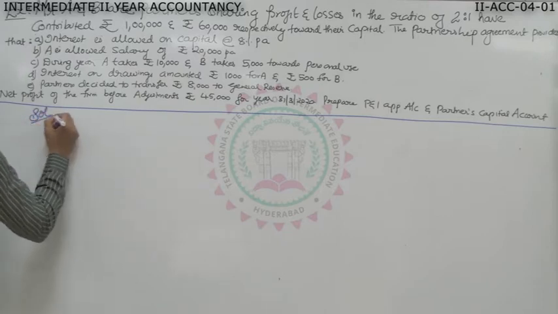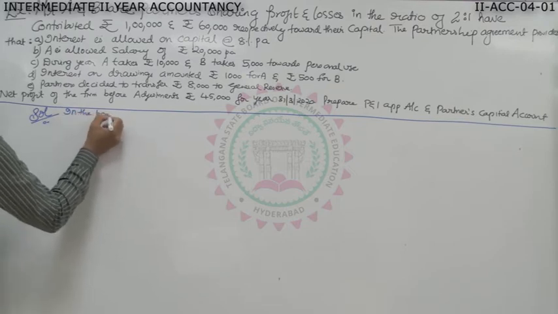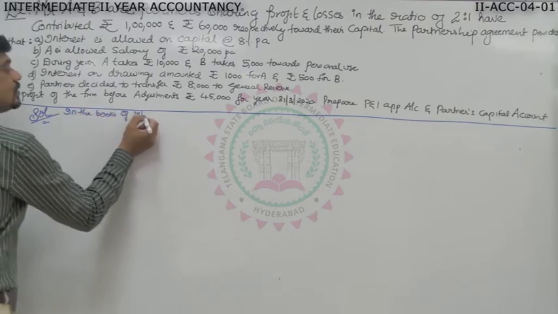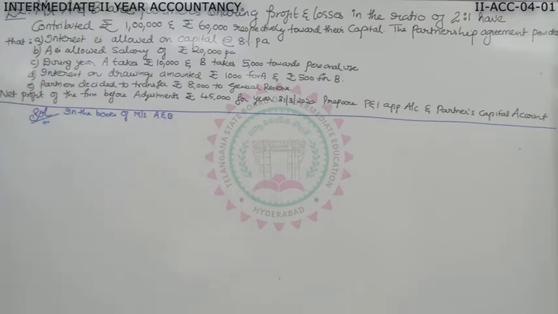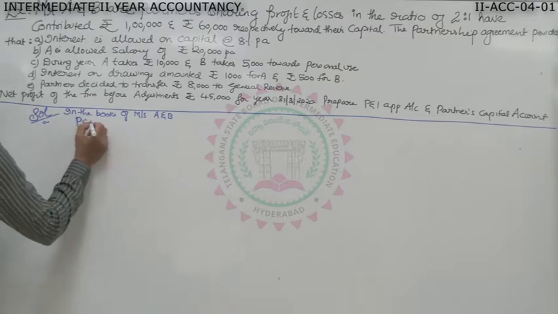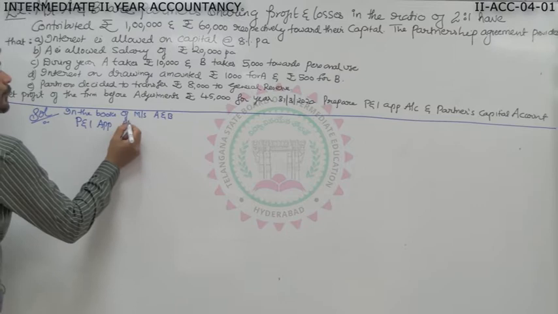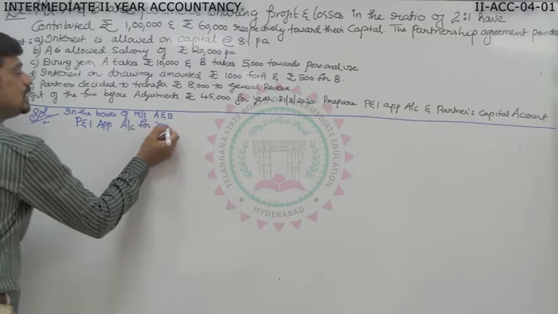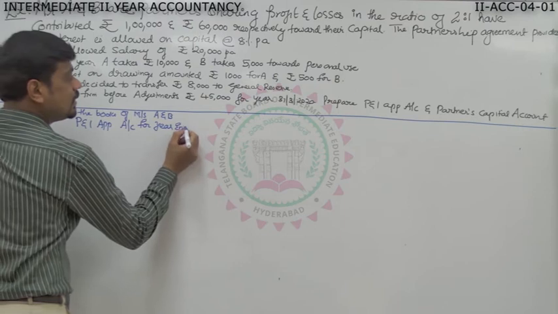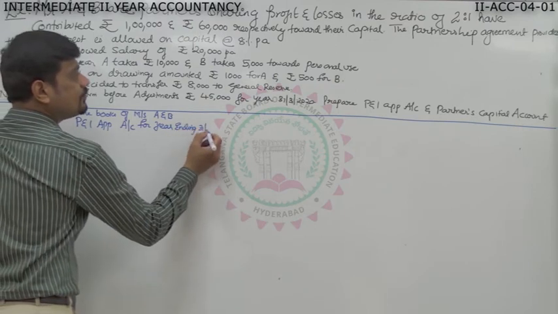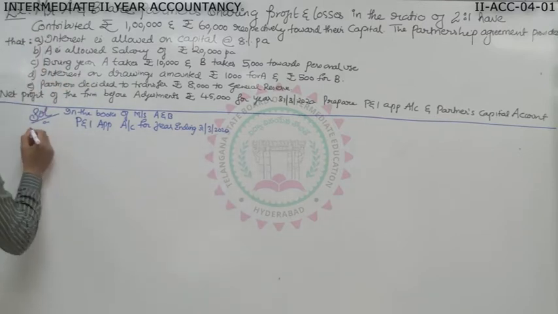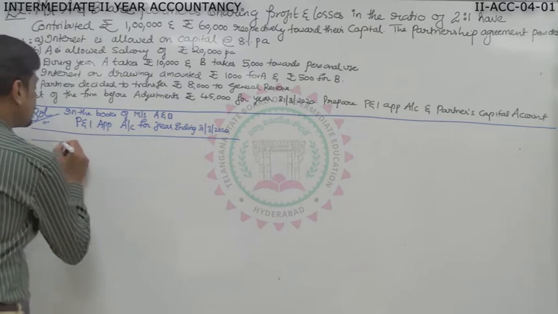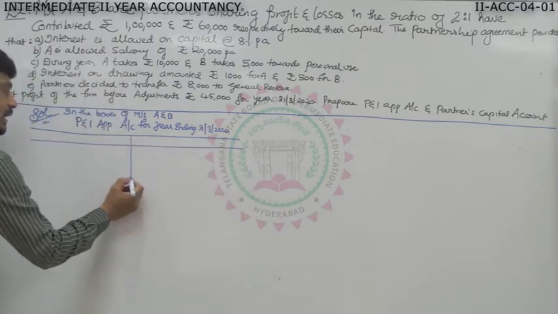To start the solution, we first write the heading: in the books of Messrs A and B. Since it is a firm called A and B, we write the firm name. Then we write profit and loss appropriation account for the year ending 31st March 2020. We are going to draft the profit and loss appropriation account, and maybe about 7-8 lines are needed.